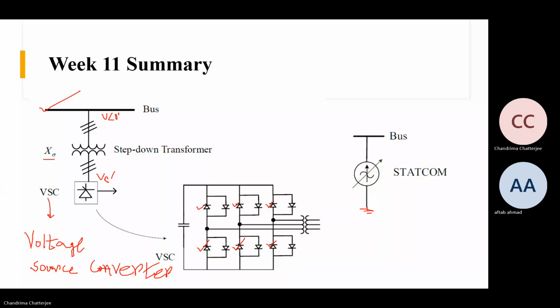Angle 0. The main function of a STATCOM is to provide reactive power compensation. Based on this output voltage of the STATCOM, it is decided whether it will inject reactive power or absorb reactive power. That is decided by the magnitude of this VC, the voltage produced at the output of the VSC.